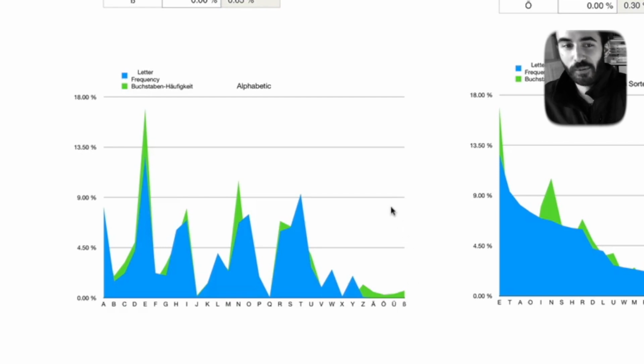If you look over here where it's sorted by alphabetic order, they are relatively infrequent letters. Not as much as X. X is very, very rare. And the umlauts. Umlauts are also pretty rare, relatively.